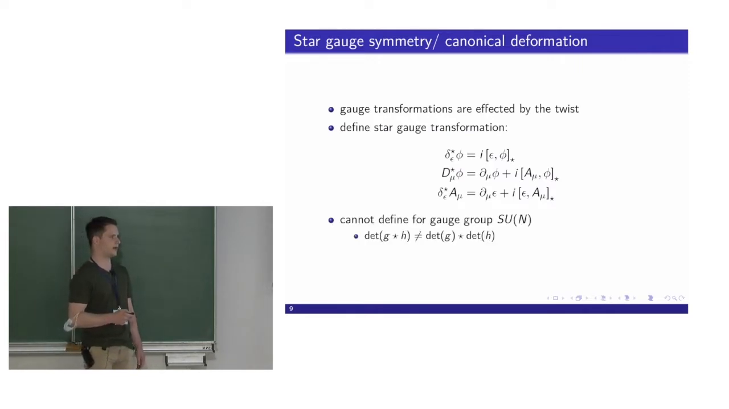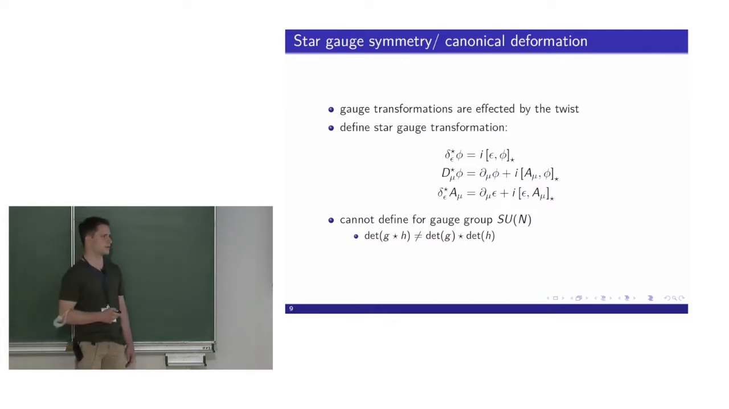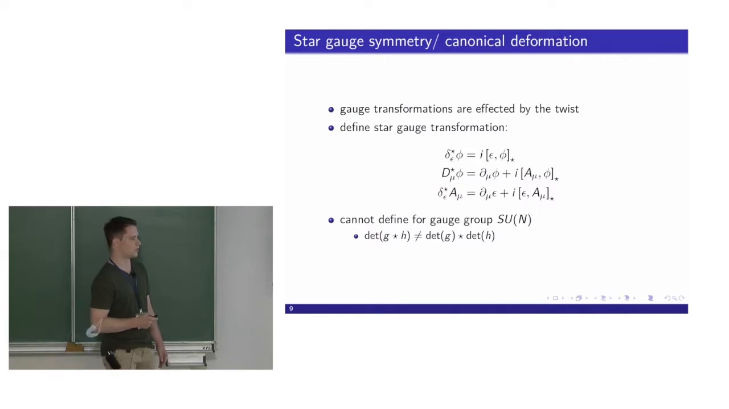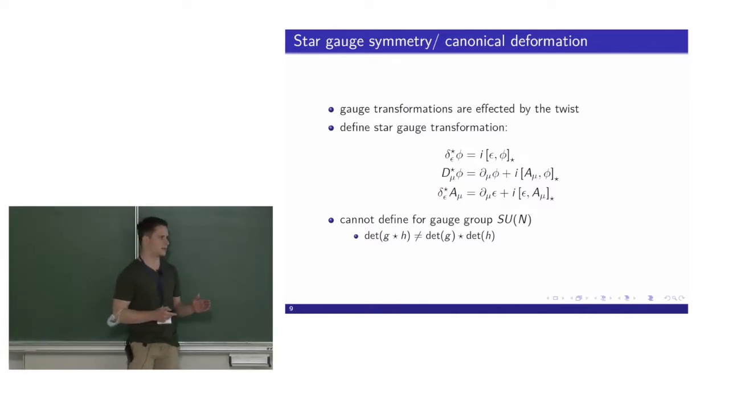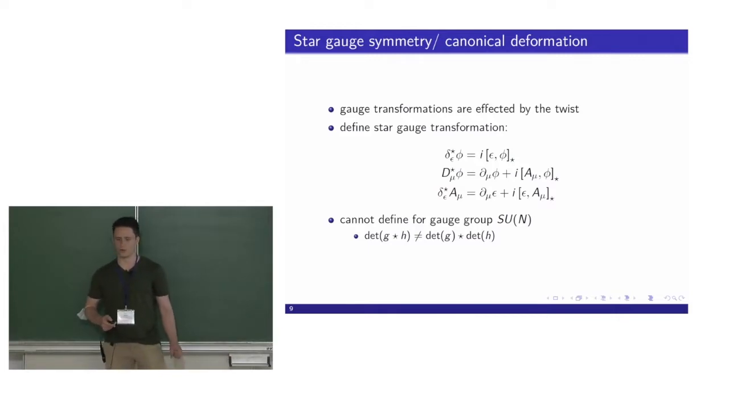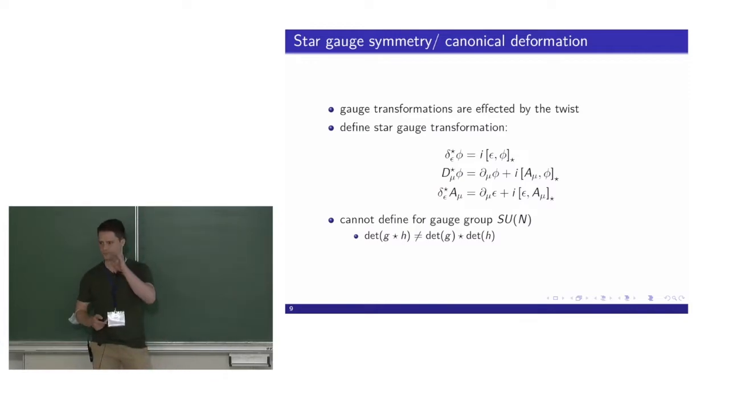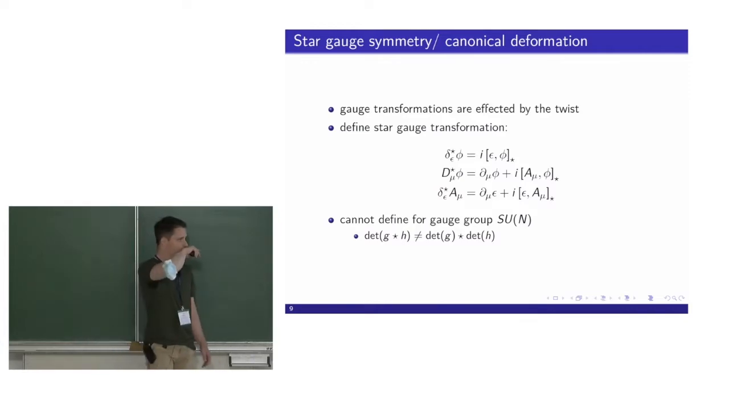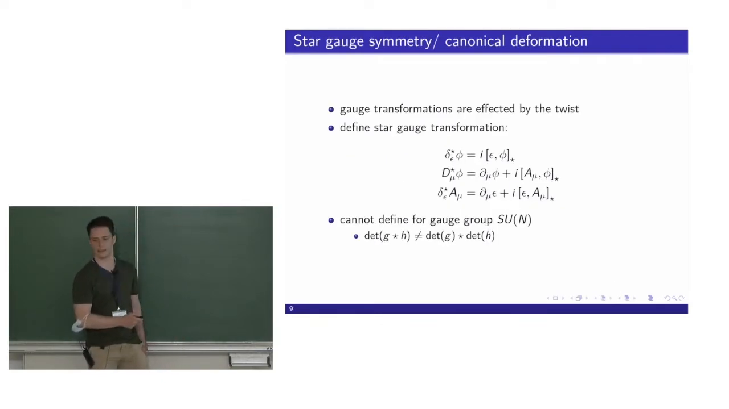We cannot define this gauge group to be SU(N). This is because the determinant is not compatible with the star product structure, so we cannot consistently set the determinant of such a group to be 1. Instead, we consider, for example, U(N) as the gauge group. Okay, so this is for the canonical case.